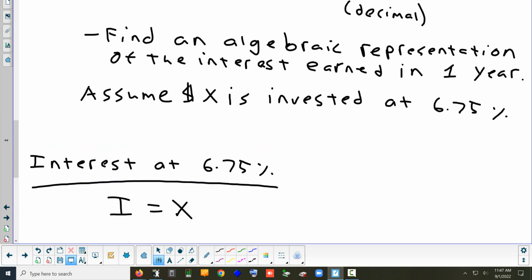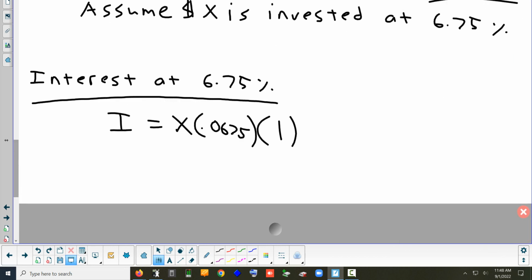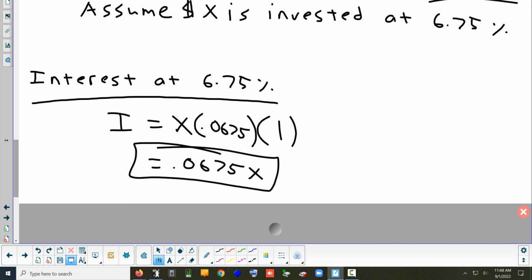X. We'll talk about what you just said in a minute. Okay, so that would be for the other account. So the amount invested is X. Rate. What's the rate on this account? 0.0675. And what's the time that this investment is going for? 1 year. So we don't need to do that. So the amount of interest that Bill earns in this account is 0.0675x. Okay, there's one.